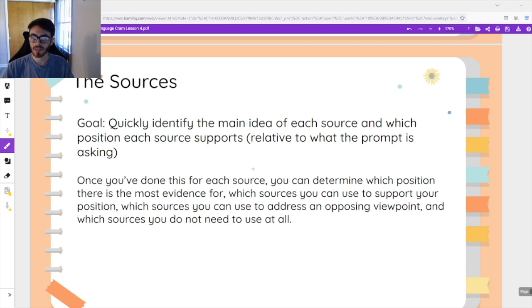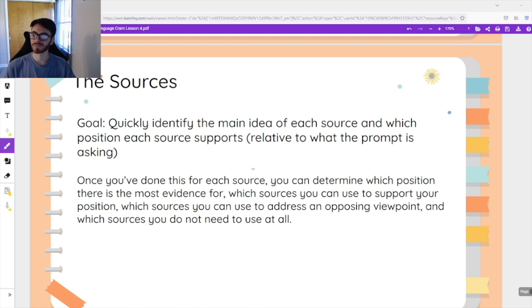based on the position you choose. So once you've done this, once you've identified the main idea and the position that each source supports, you can determine which position there's the most evidence for and which sources you can use to support your position, which sources you can use to address an opposing viewpoint if you decide to do that, and then which sources you don't need to use at all. You don't need to use all of them. You only need to use 3.